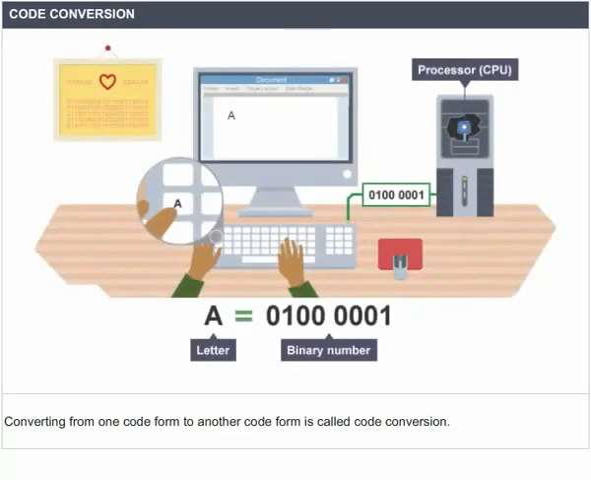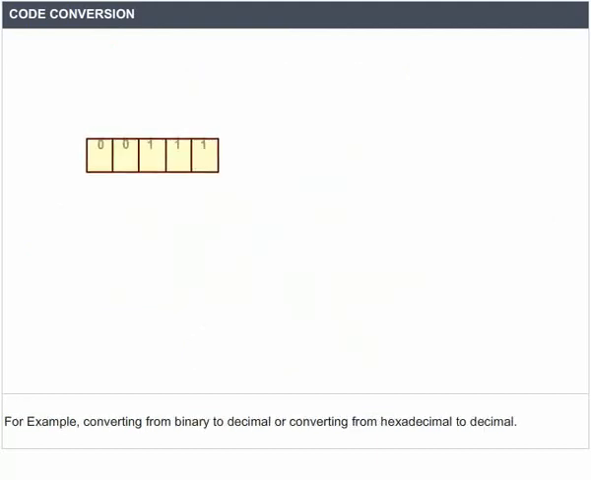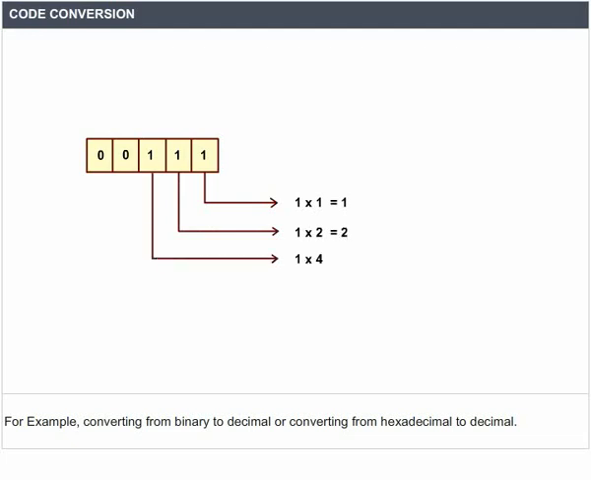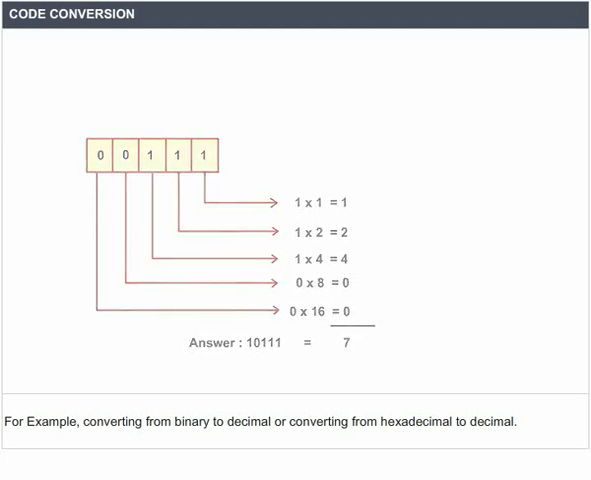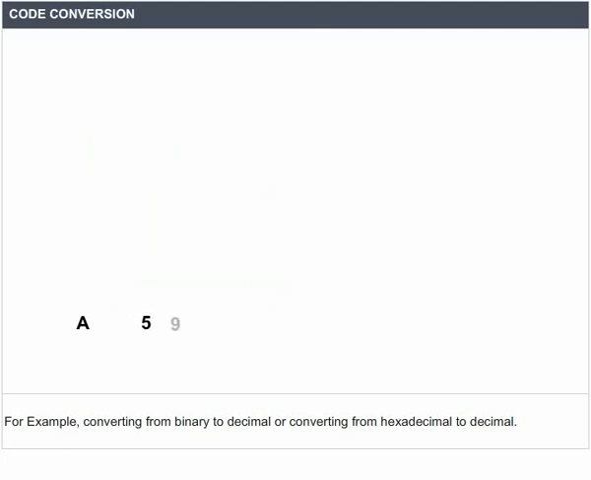Code conversion. Converting from one code form to another code form is called code conversion. For example, converting from binary to decimal, or converting from hexadecimal to decimal, etc.